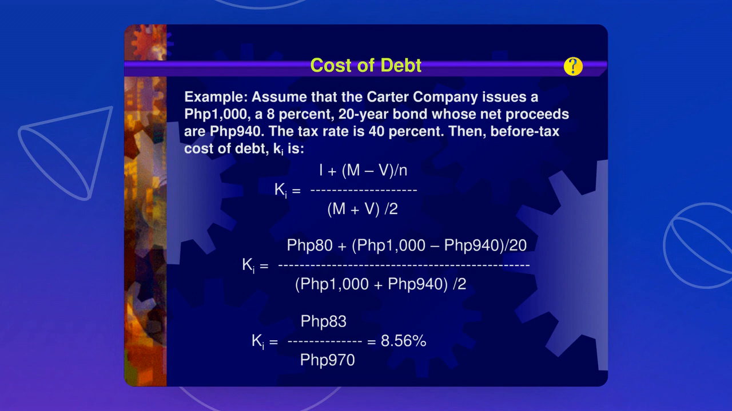Divided by 1,000 plus 940, and the 2 here is the average, meaning it is a constant. So, class, the KI here is 83 divided by 970. The answer here is 8.56.